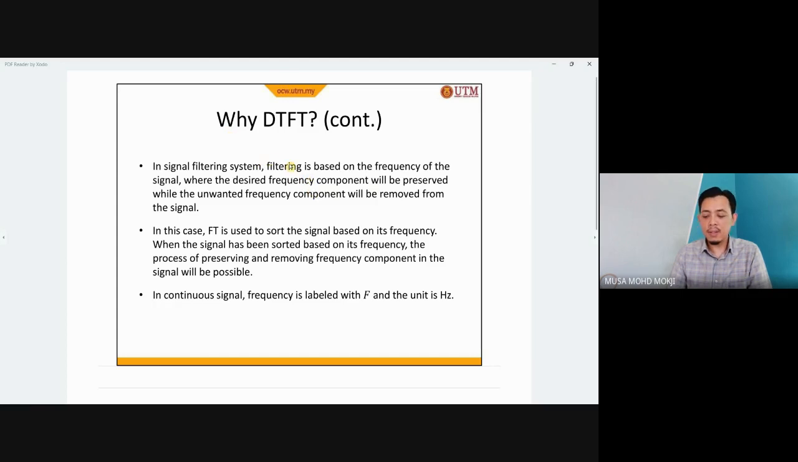And in this class, the type of Fourier transform that we will cover is the discrete time Fourier transform, because we are dealing with discrete time signals and systems. All right, so last time, when you did signals and systems courses, there are several other courses that cover the Fourier transform.